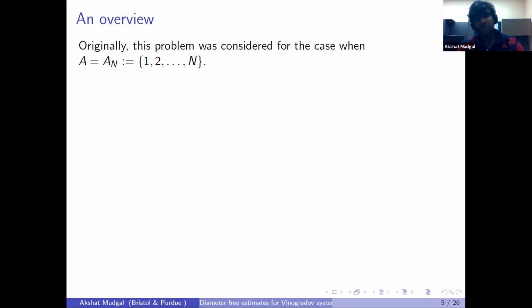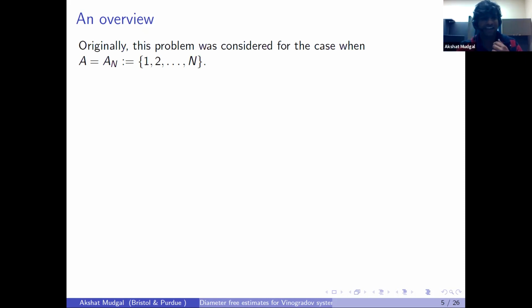So we want to find upper bounds for JSK of A. Classically, this problem was considered when you fix the set A to be the first n natural numbers. And even in this case, the problem was quite hard. So let's, for the moment, just fix A to be the first n natural numbers denoted by the set AN. And we want to find upper bounds for JSK of AN.